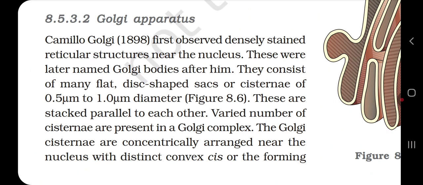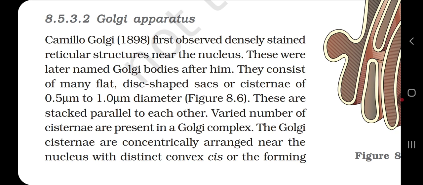8.5.3.2 Golgi apparatus. Camillo Golgi in 1898 first observed densely stained reticular structures near the nucleus. These were later named Golgi bodies after him. They consist of many flat disc-shaped sacs or cisternae of 0.5 micrometer to 1.1 micrometer diameter. These are stacked parallel to each other. A varied number of cisternae are present in the Golgi complex.